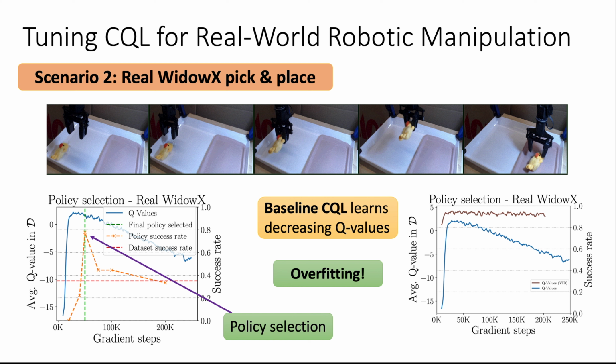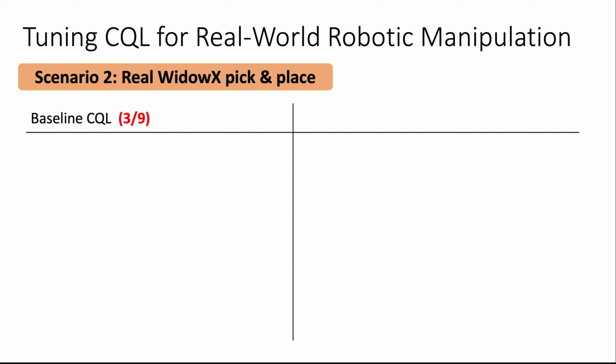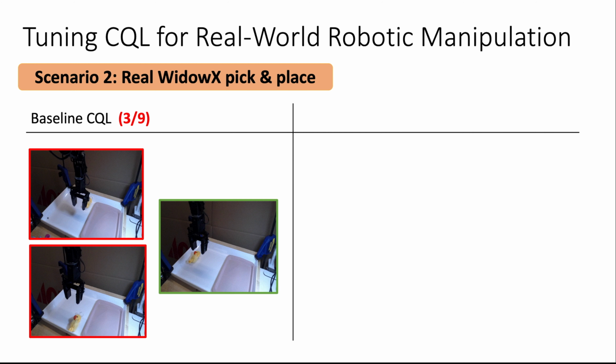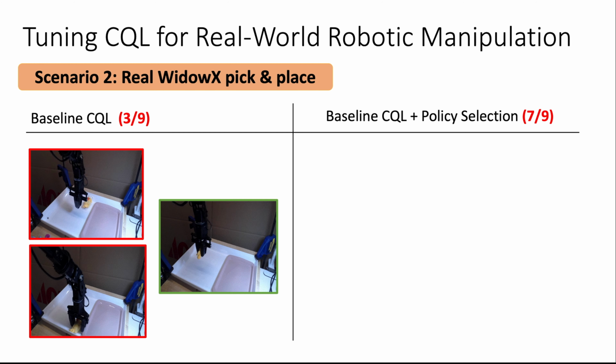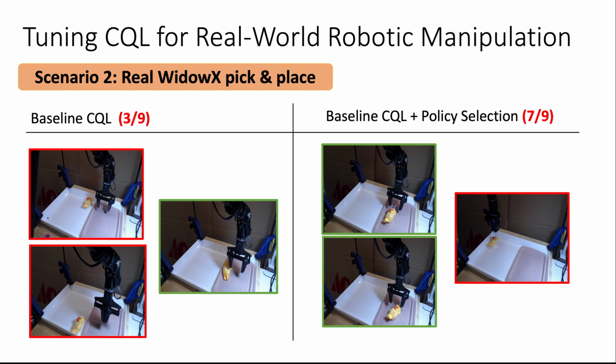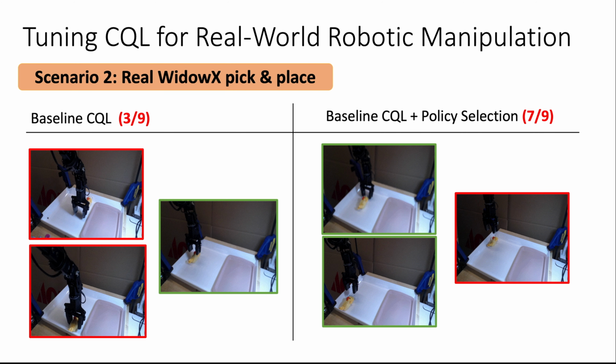Next, we evaluate the efficacy of our workflow both in terms of the policy selection criteria as well as the information bottleneck regularizer on this domain by actually evaluating the policy found by these various algorithms. First of all, we find that the baseline CQL algorithm obtains only a 3 out of 9 success rate and generally fails to solve the task from various object positions, especially the ones that are farther away from the default position of the gripper or the starting position of the gripper of the WidowX robot. When our policy selection rule, which picks the policy corresponding to the peak in Q values, is utilized, the success rate of CQL on this task increases to 7 out of 9, which is more than a 2-fold improvement. And CQL is able to solve tasks from various locations, as you can see on the slide.